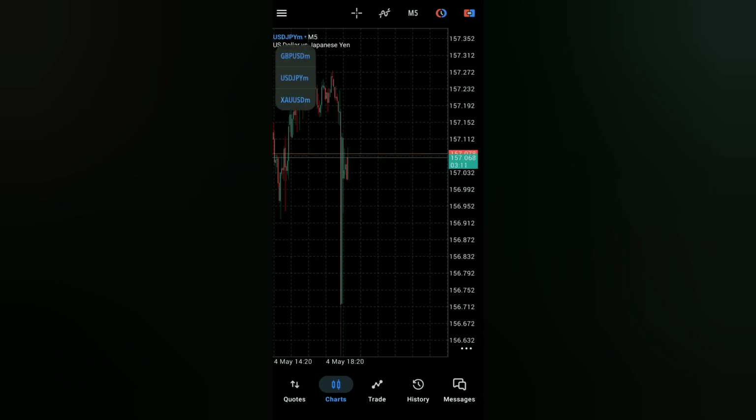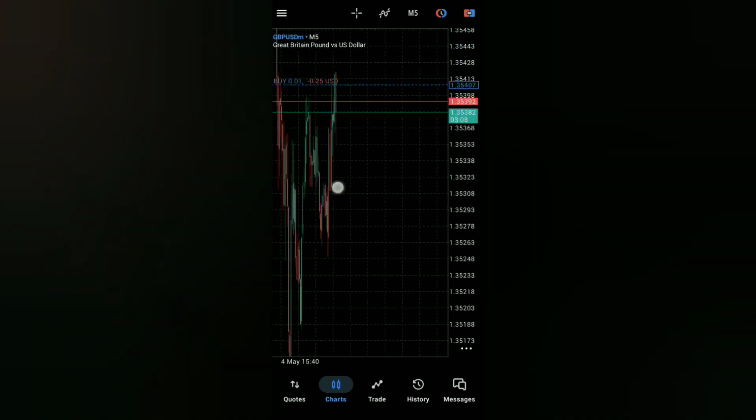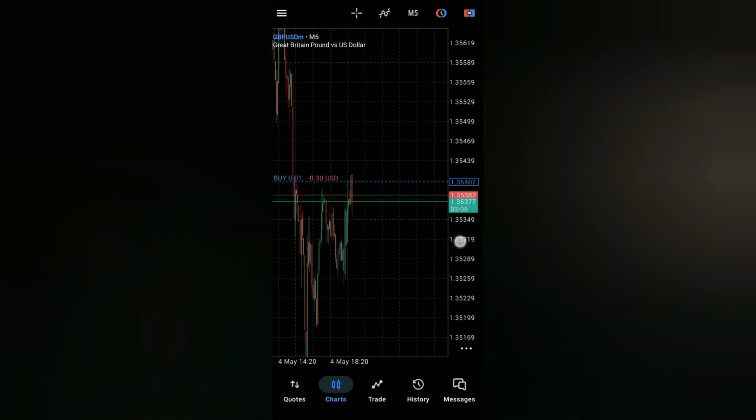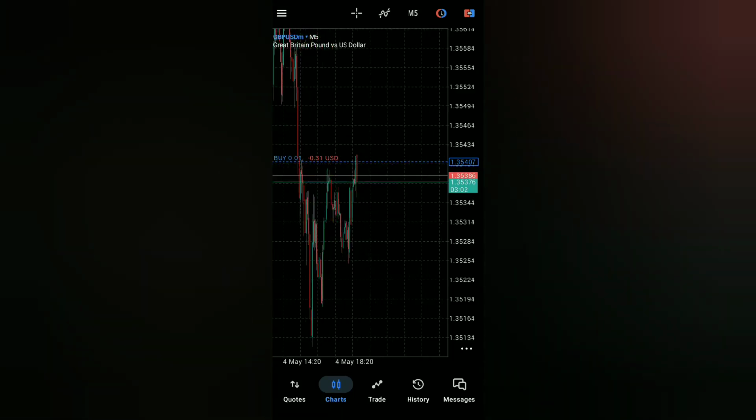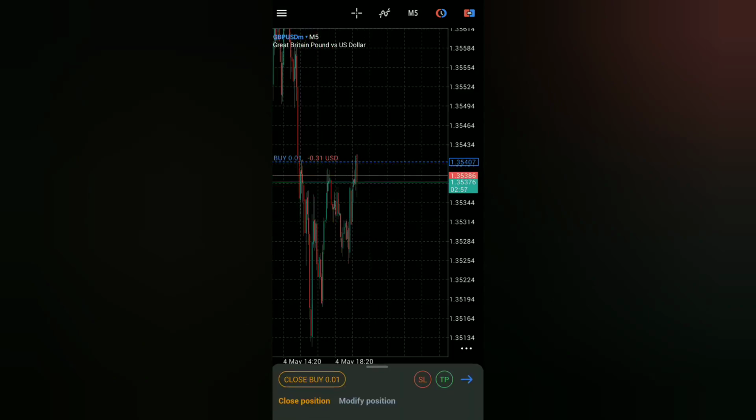Let's come to this GBP/USD now. We have not put a stop loss here. So this is how to put a stop loss. Just click that buy or your sell. Just click it. Are you seeing something popping down here?